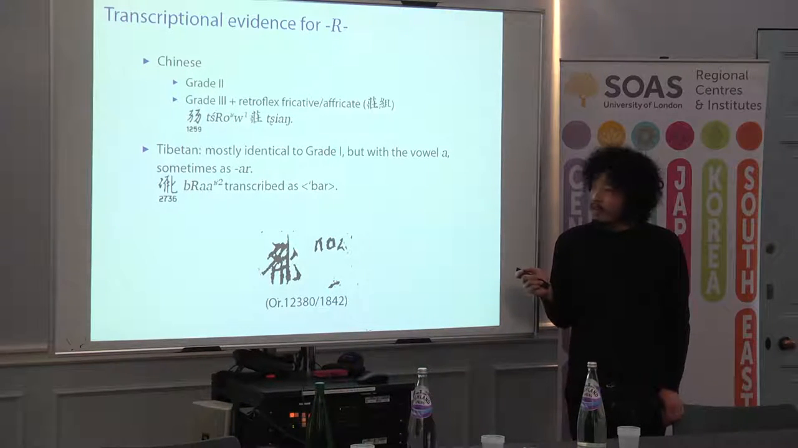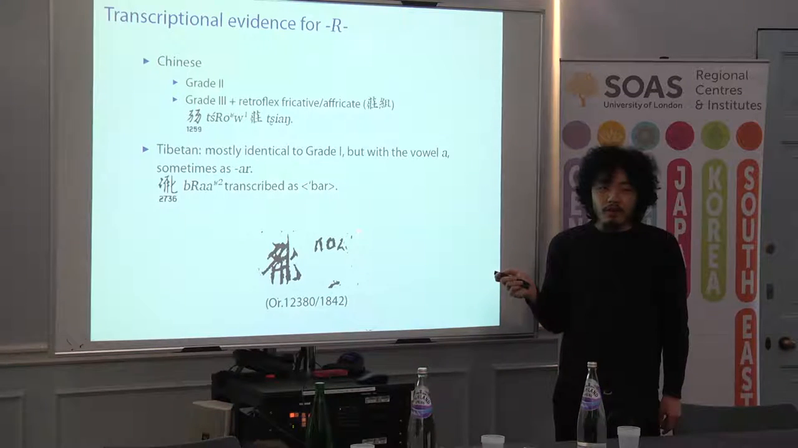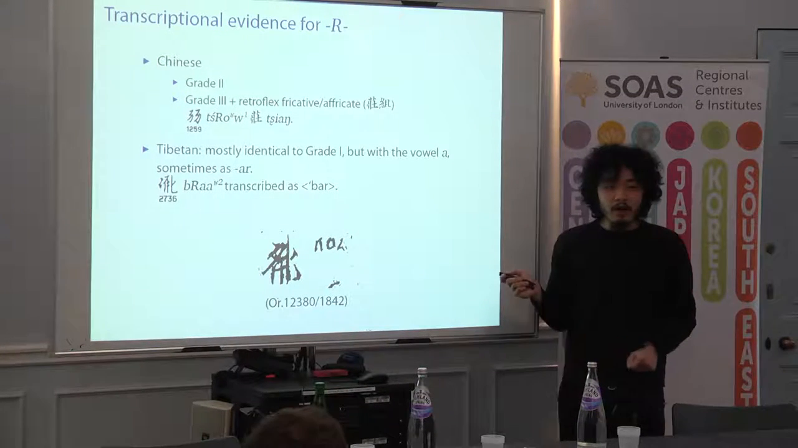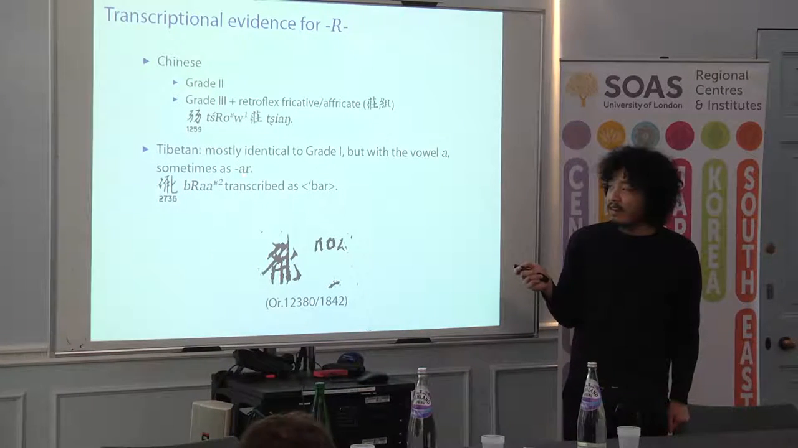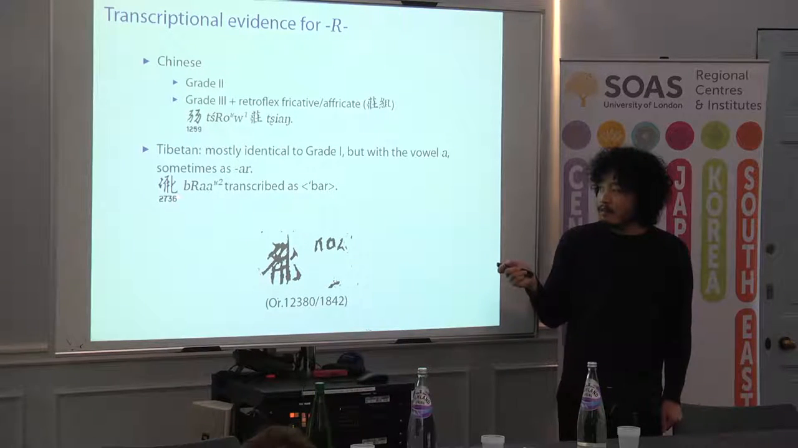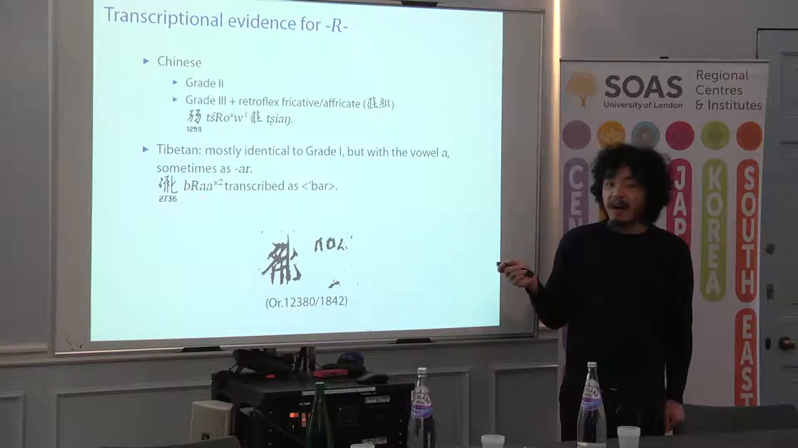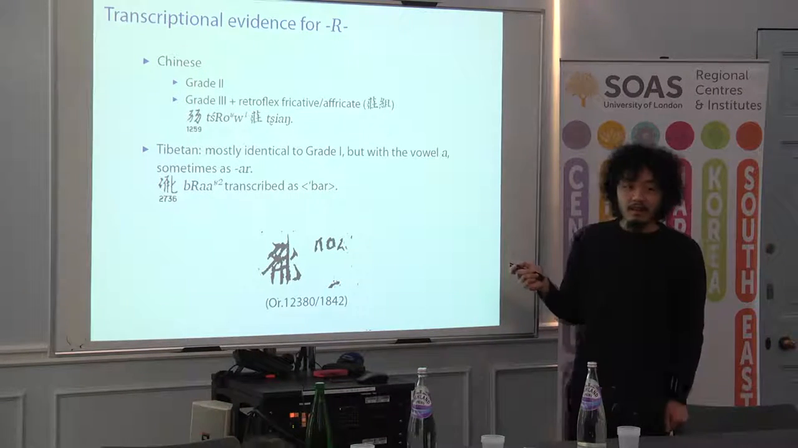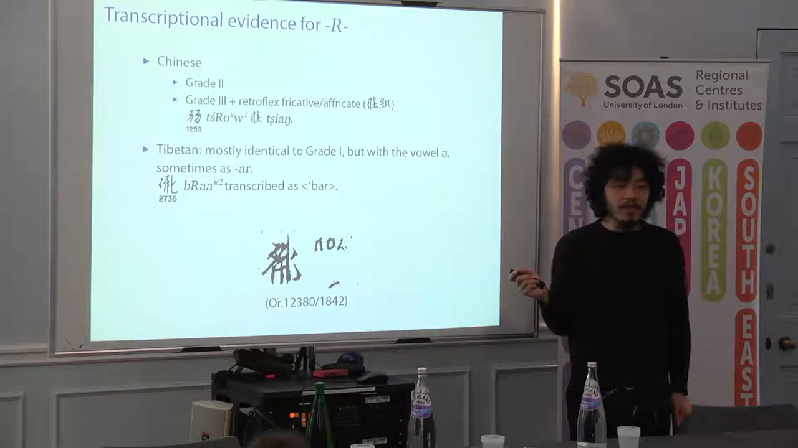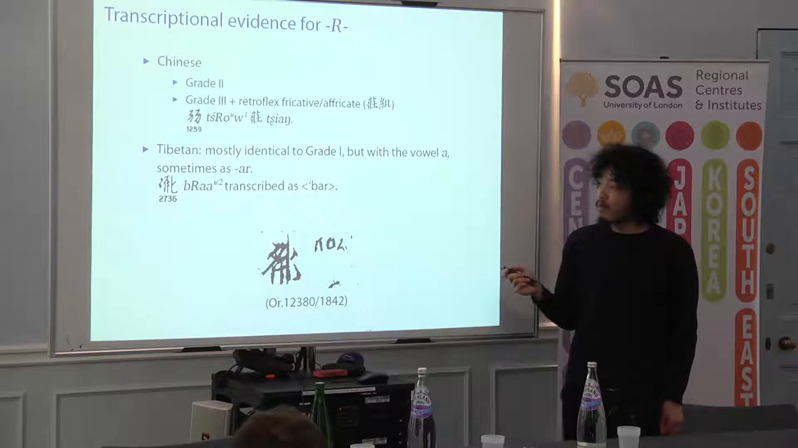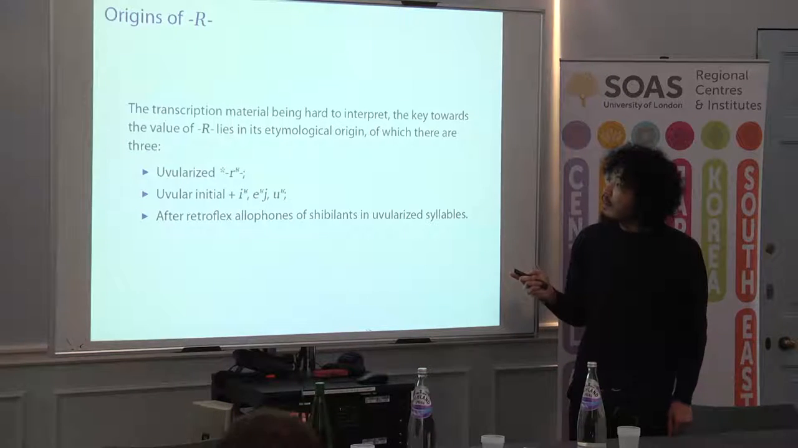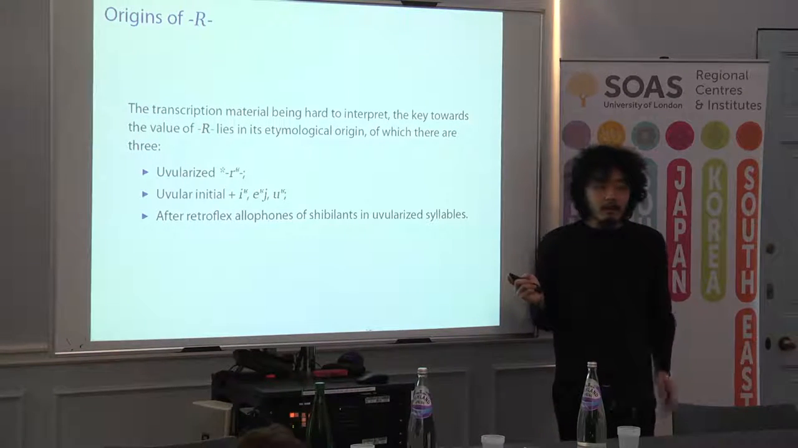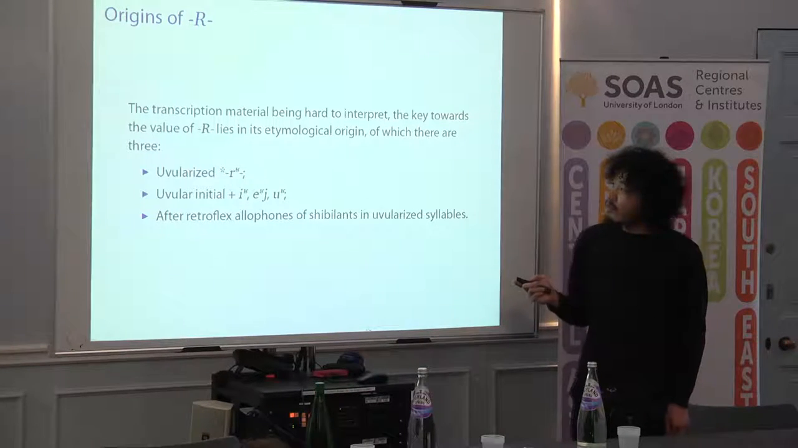The Tibetan transcription is more interesting. I think it's for hand B and hand D, am I right? Where we have the vowel A in grade 2 transcribed as R. So for example, this character, which is ba, is transcribed as bar. And you never find the grade 1 syllable in comparable circumstances transcribed with an R. That's all we have got for the transcription material, so it's quite hard to interpret.